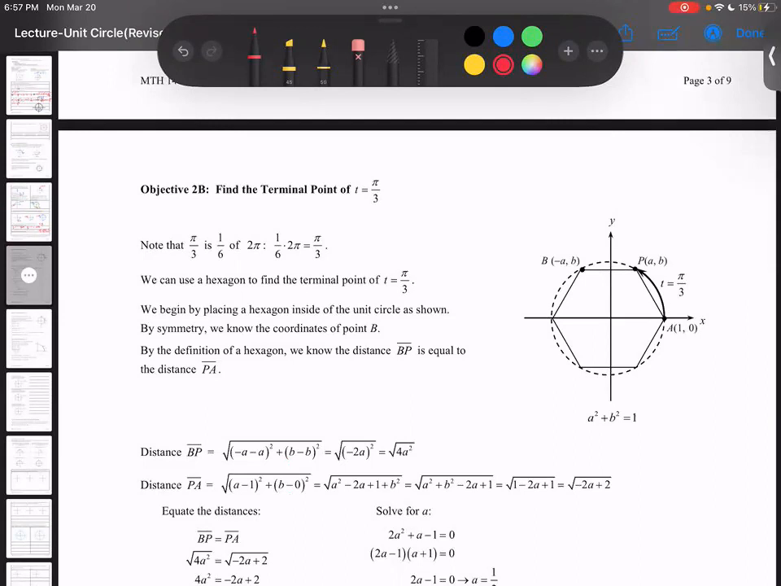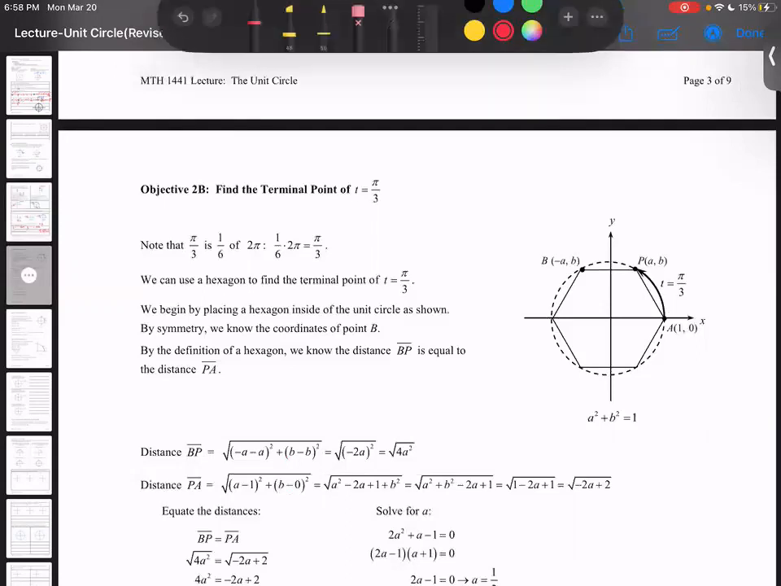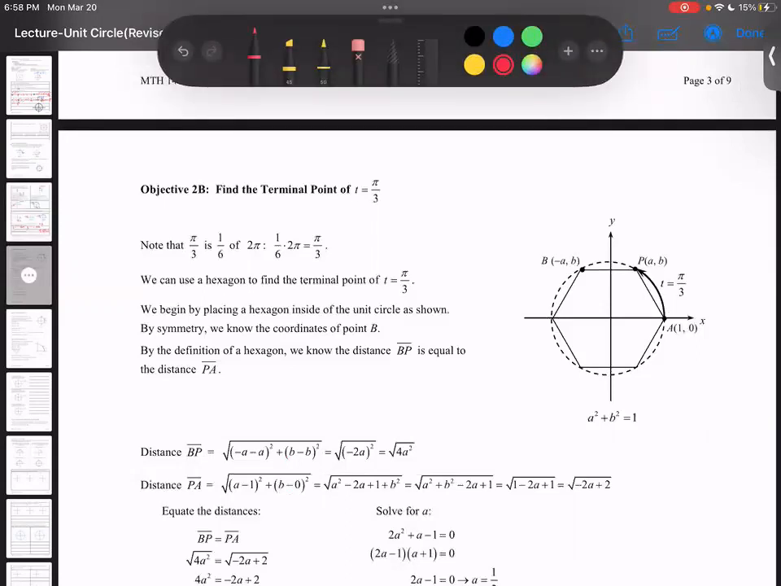Objective 2b, find the terminal point of t equal pi over 3. Notice that the whole circle is 2 pi, right? So pi over 3 is 1/6 of 2 pi. So you take 1/6 by multiplication. 1/6 times 2 pi is pi over 3. That's how you check.